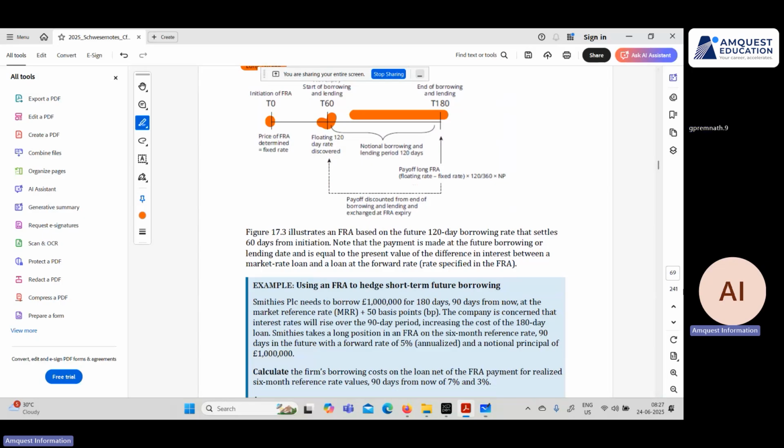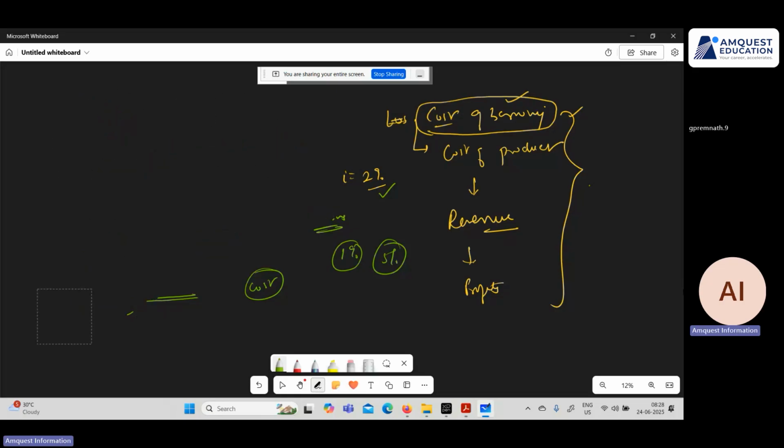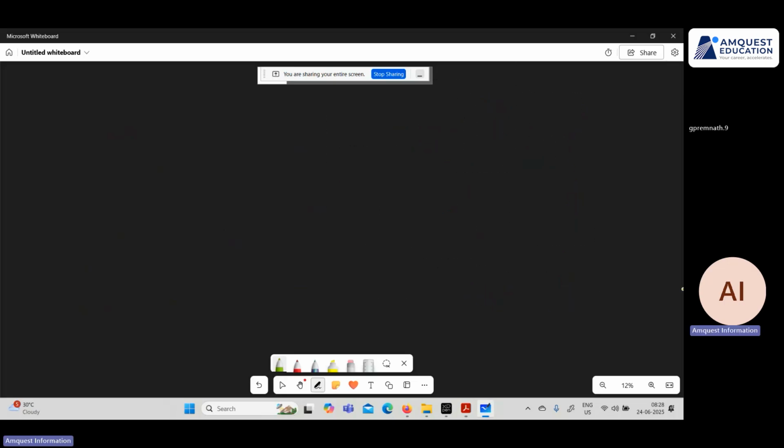Smithy's PLC needs to borrow 1 million euros, I think it's GBP, right? Okay, anyways. So let's just say 1 million for 180 days, 90 days from now, at the market reference rate plus 50 bps. So it says for 90 days from now. Since they are not using anything in terms of cross, basically F90 cross 1, whatever, we are easy in understanding of how the timeline would move.